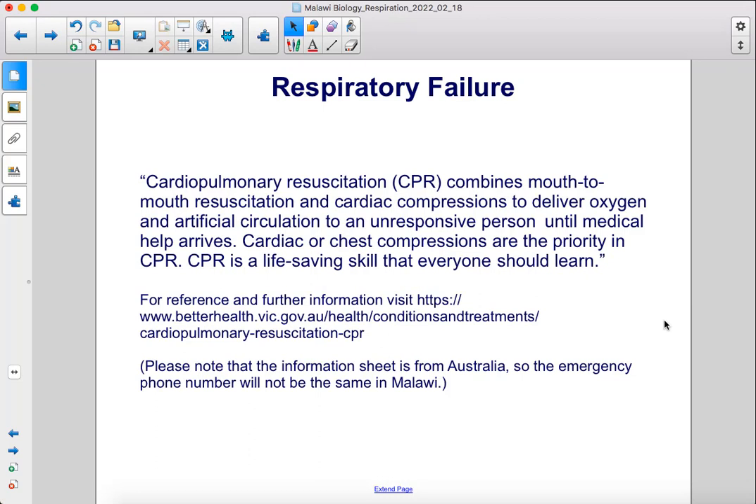Cardiopulmonary resuscitation, or CPR, combines mouth-to-mouth resuscitation and cardiac compressions to deliver oxygen and artificial circulation to an unresponsive person until medical help arrives. Cardiac or chest compressions are the priority in CPR. CPR is a life-saving skill that everyone should learn.